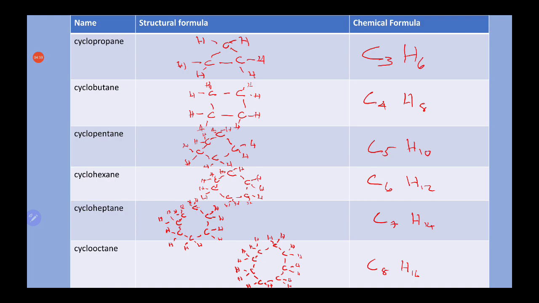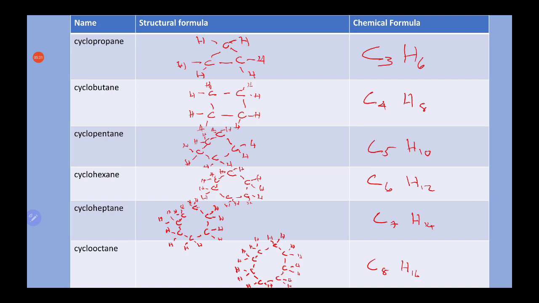So if you've got 4-carbon cyclobutane, then it must have double the number of hydrogens, so it must have 8 hydrogens. C5H10, C6H12, C7H14, C8H16. And like I said, that's exactly the same as the alkenes.